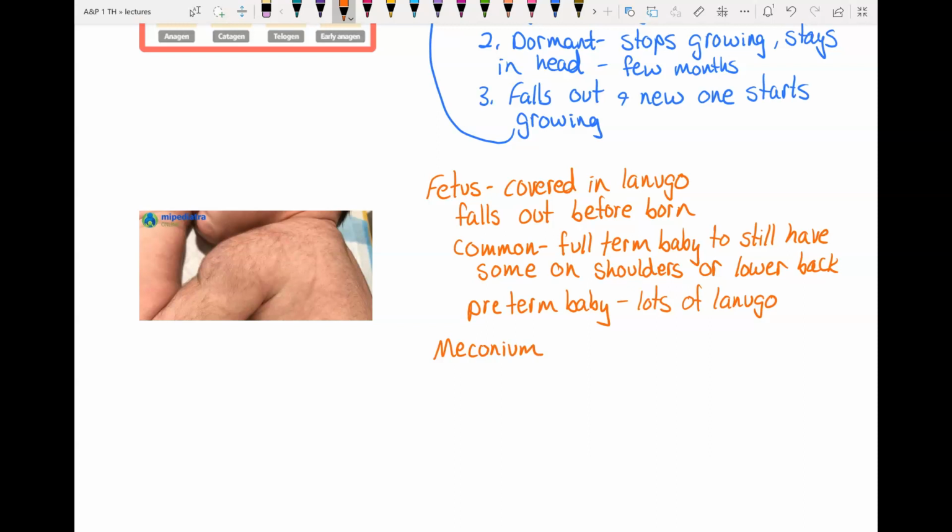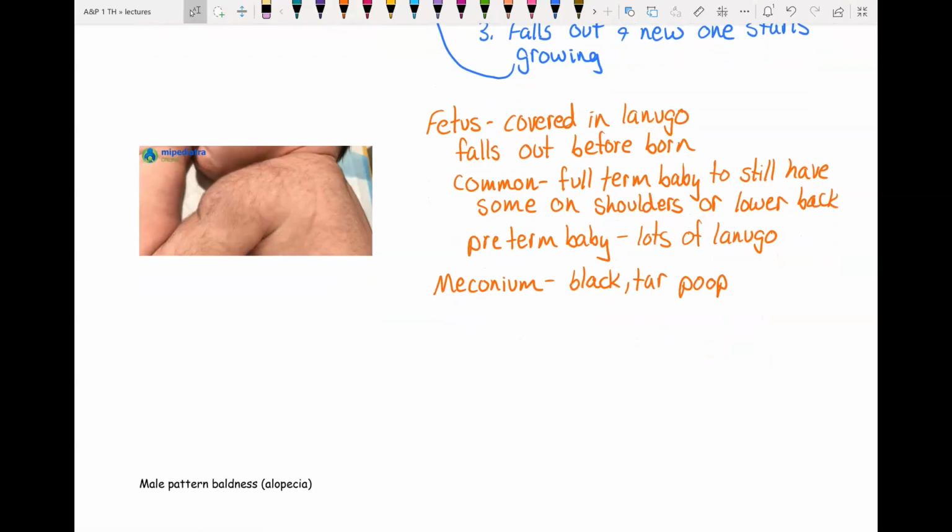And if you don't have kids, but you plan to in the future, now you'll know what's going on. Meconium is what their poop is for the first few days. So this is this kind of black, tar-like poop. It's very sticky. It's hard to clean off of their skin.